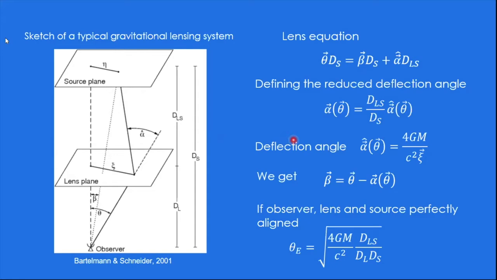And by defining the reduced deflection angle alpha, given here, we get this relation, beta equals theta minus alpha, known as the lensing or lens equation. This is the lens equation. If the observer, lens, and the source are in perfect alignment, we would have a ring-shaped image known as an Einstein ring, with Einstein radius given by this equation. So we see here we have M.